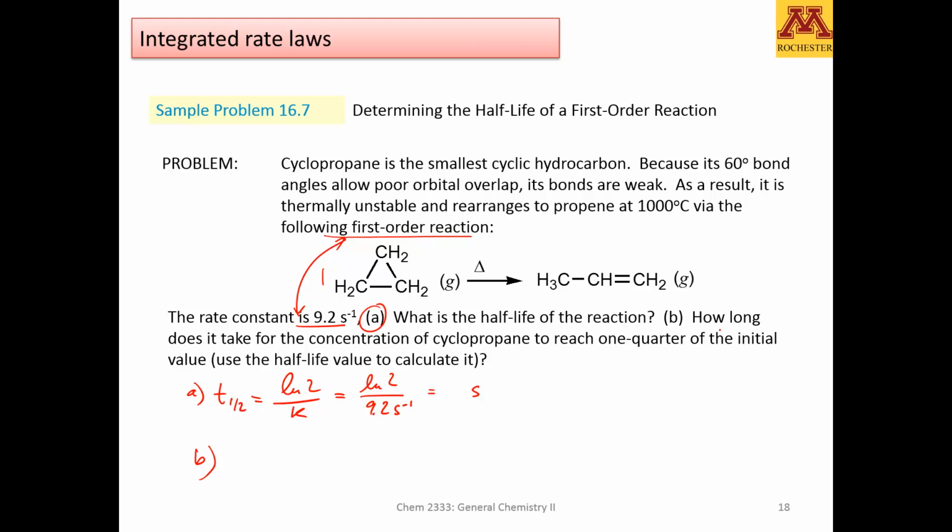For B, it asks how long it takes for the concentration of cyclopropane to reach 1/4 of the initial. In other words, at what time is the concentration 1/4 of the initial? So if we take this condition and apply it to the general formula, one just needs to substitute here. This is the concentration at time t, this is the initial concentration, and this is e to the negative kt. Notice that the initial concentration disappears.